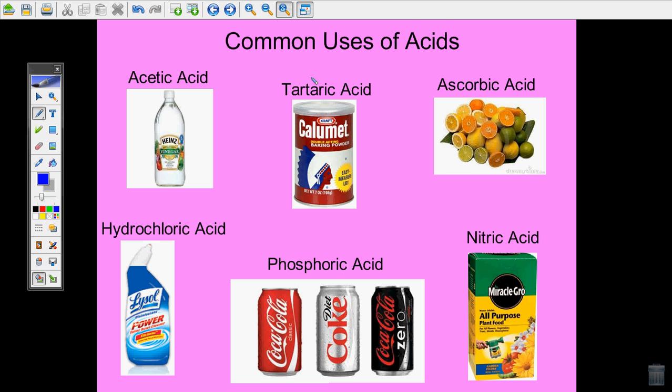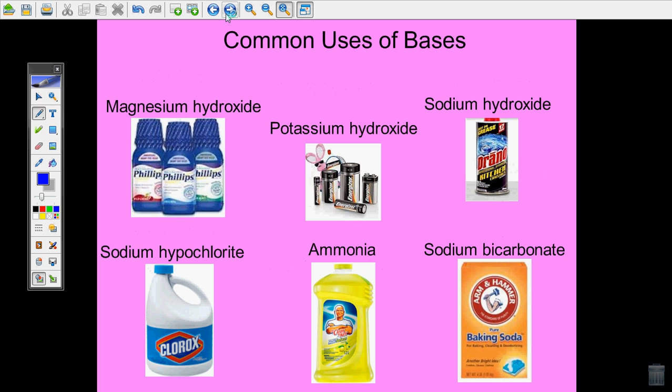Nitric acid is found in fertilizers. Common uses of bases: if you have an upset stomach, you drink magnesium hydroxide, and that will neutralize all the acid in your stomach. Sodium hydroxide is in drain cleaner, potassium hydroxide is in batteries, sodium hypochlorite is in bleach, ammonia, and don't ever mix bleach and ammonia. You'll make some nasty gases and could possibly kill yourself.